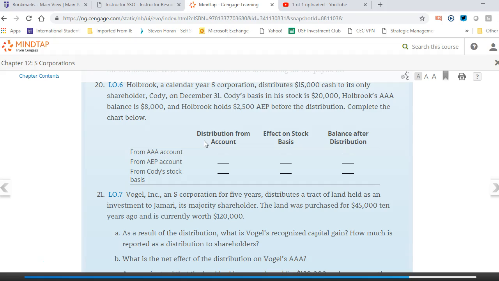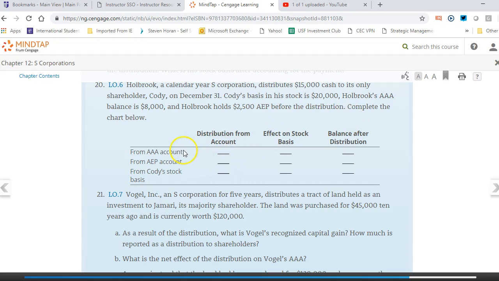Then question 20. Question 20 has a lot going on. It's a little bit more complicated, but it's really not too bad. Holbrook, a calendar year S Corp, distributes $15,000 cash. That's the key here. It's $15,000 cash to its only shareholder, who is Cody, on December 31. His basis was 20. The AAA was 8. Holbrook holds AEP of 2,500, and so complete the chart below.